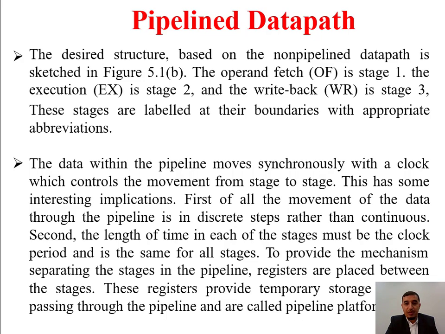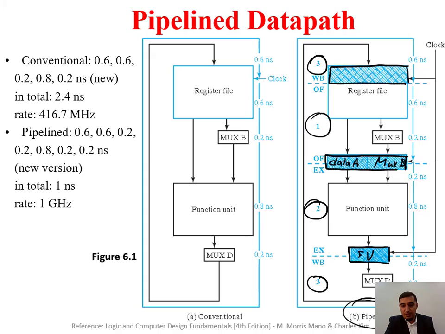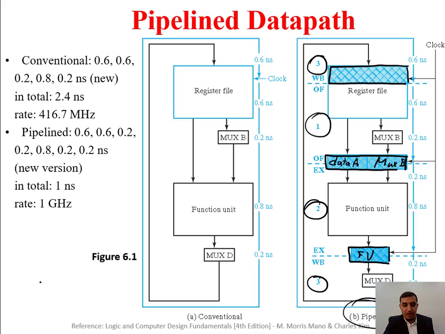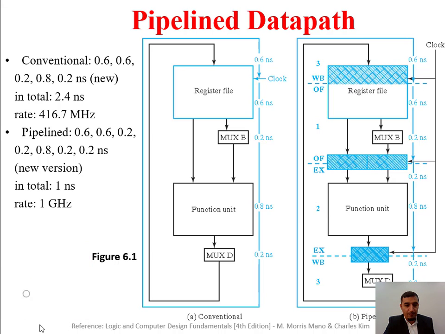So the desired structure, based on the non-pipeline data path, is shown in figure 5.1b, which is this figure here. Okay, this is the pipeline. So the operand fetch is stage 1, the execute is stage 2, and the write back is stage 3. These stages are labeled at the boundaries with their appropriate abbreviations. So if you see here, I can highlight them. Here are the stages. Here we have the operand fetch, here we have the execute, and this is the write back. The write back is basically the register file. This part should be down here, but to make things clear, we kept it up and we kept one register file.